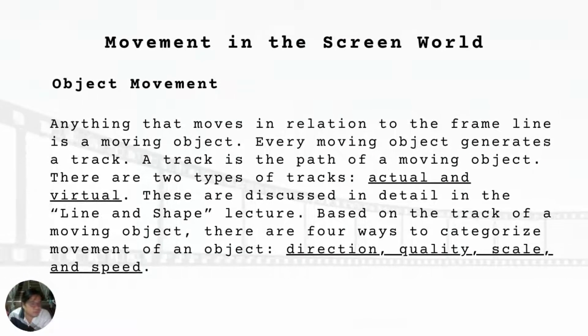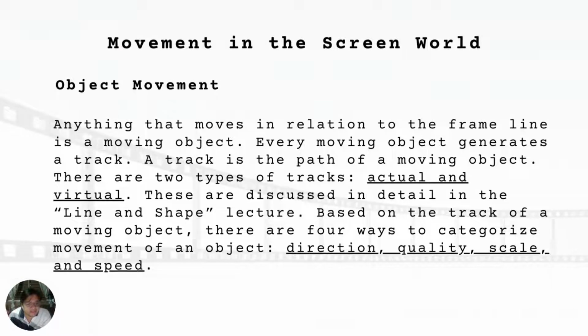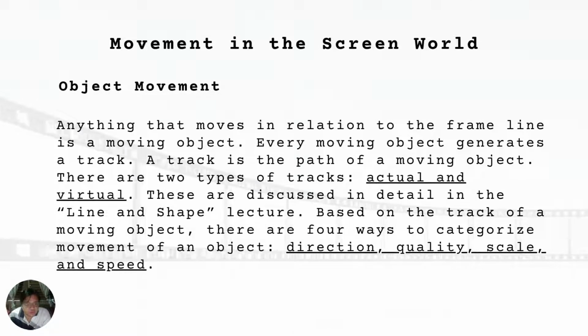Now, when you say object movement, anything that moves in relation to the frame line is a moving object. Every moving object generates a track. A track is a path of a moving object. There are 2 types of track, the actual and the virtual track. These are discussed in detail in the lines and shape lecture that we discussed previously.